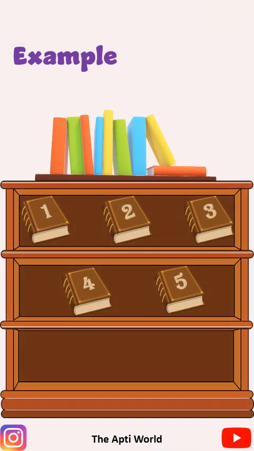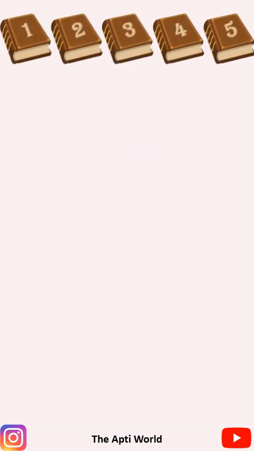Let's use an example to explain combinations. Suppose we have 5 different books on a shelf, and we want to select 2 books to take with us on a trip. The combinations of selecting 2 books from the set of 5 books are as follows.